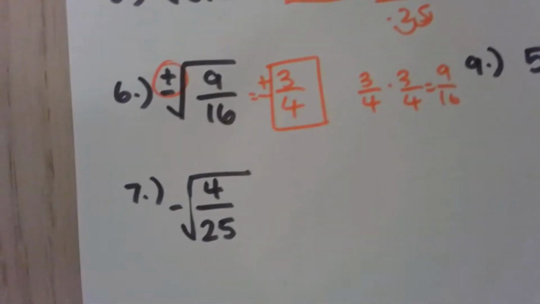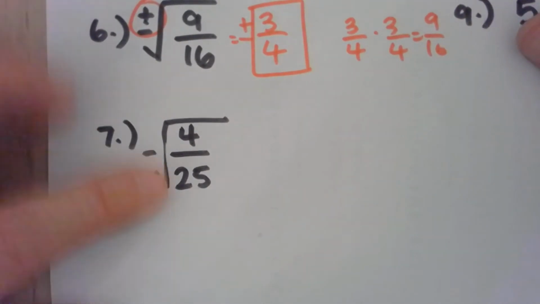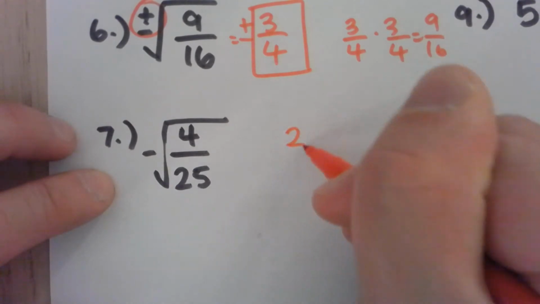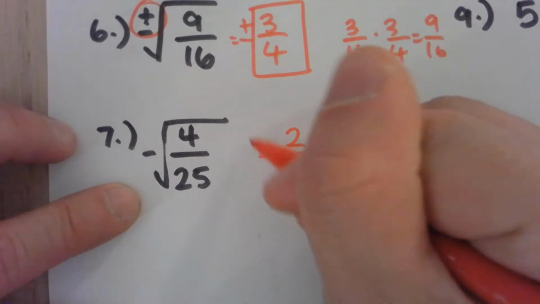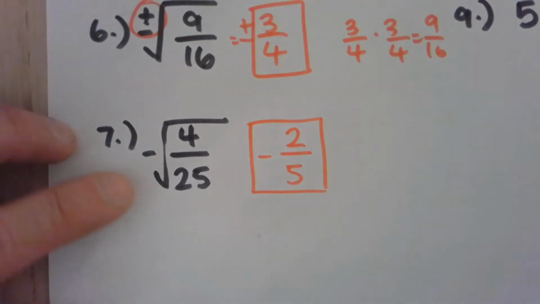Over here, we have number 7. What times what gives you 4 over 25? Yeah, it's going to be 2 over the square root of 25, which is 5 right there. And then you can put a minus sign in front, so it's negative 2/5.